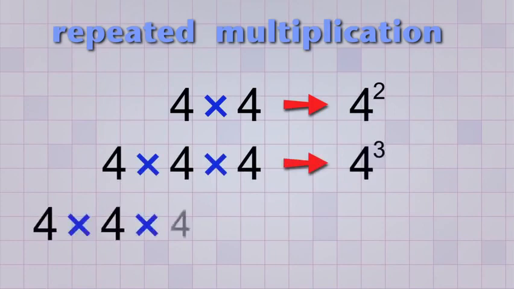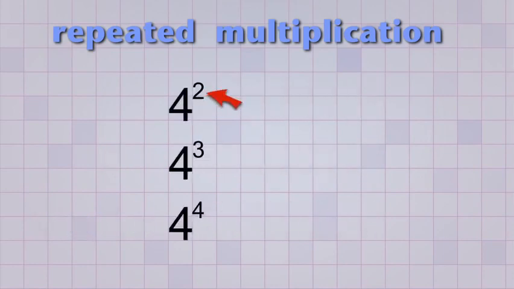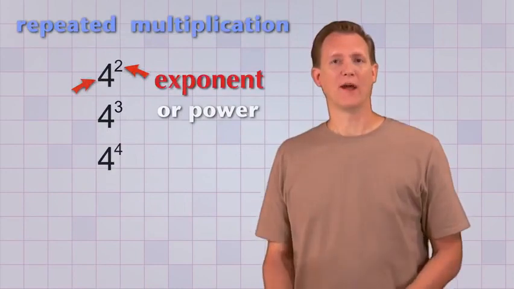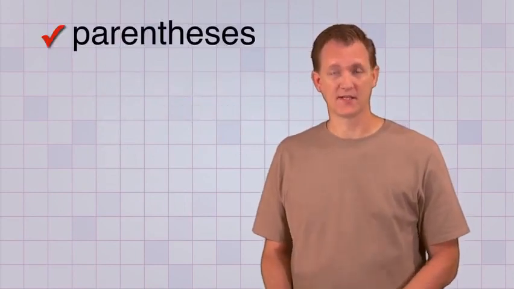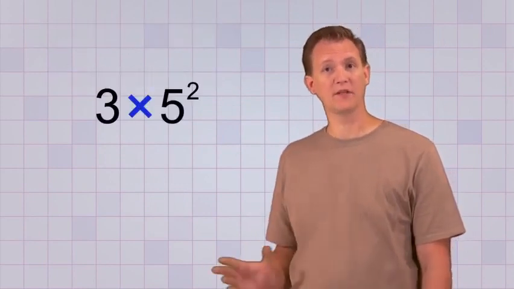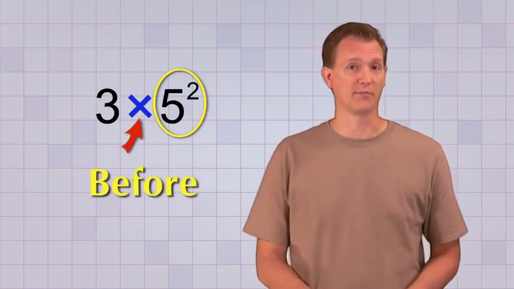And 4 times 4 times 4 times 4 can be written as 4 multiplied 4 times. Get the idea? This small number is called an exponent, or power. It just tells you how many times to multiply the bigger number together. So after we take care of any parentheses, simplifying any exponents becomes the next highest priority. For example, in this problem, we have to simplify the exponent before we can do the other multiplication.